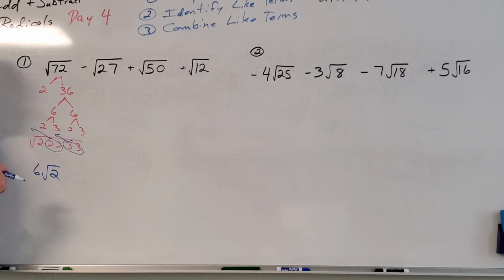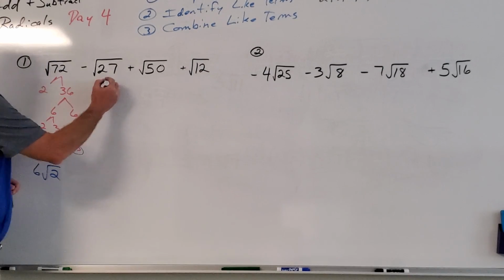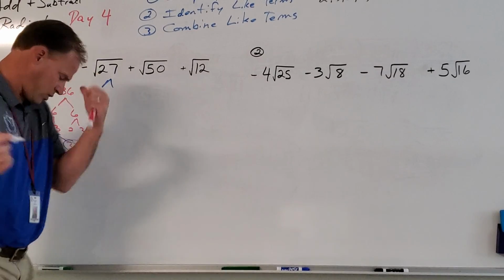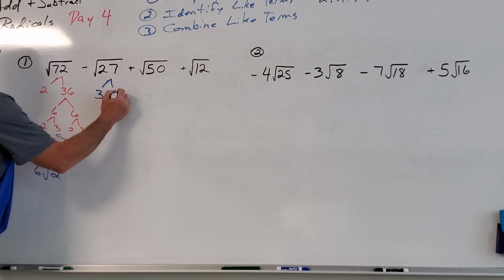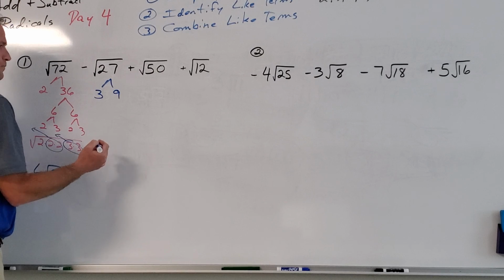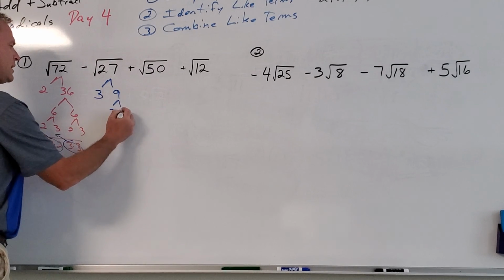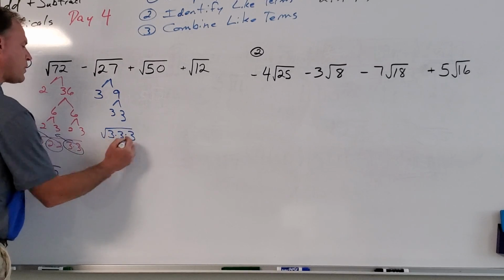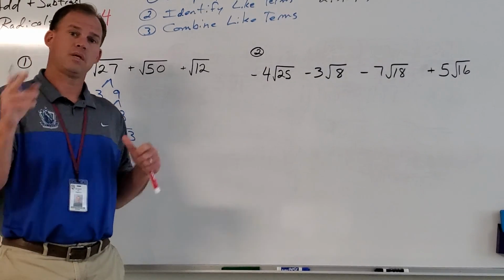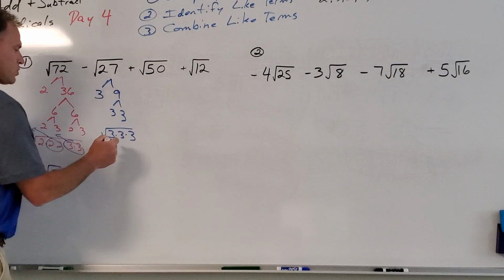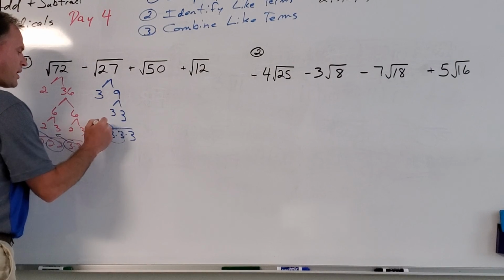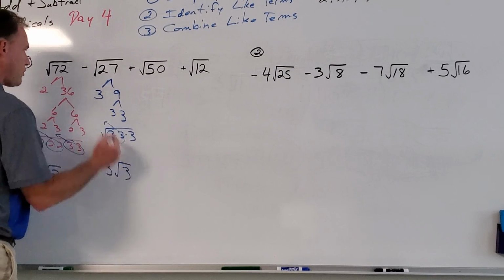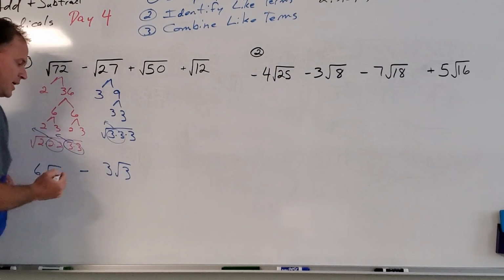Next one. 27. We did 27 the other day. What was 27? It was 3 times 9. 9 is 3 times 3. So that gives me 3 3's in my radical. Pairs only. So 2 of the 3's break out. So this is 3 root 3. Don't forget, it has a minus sign.